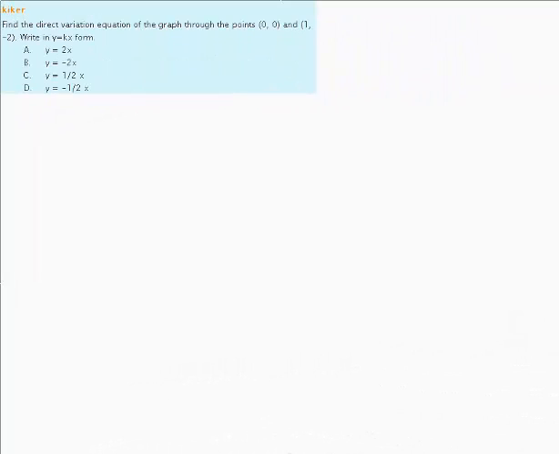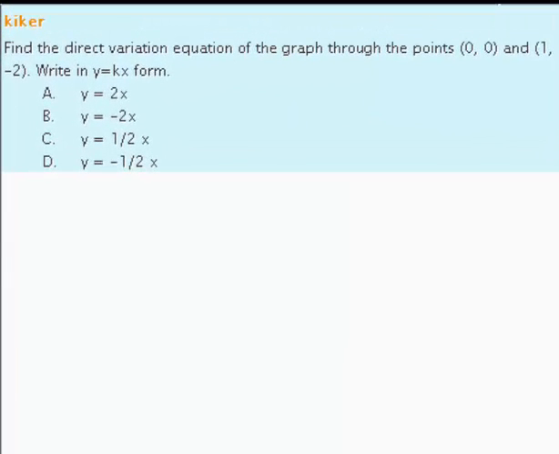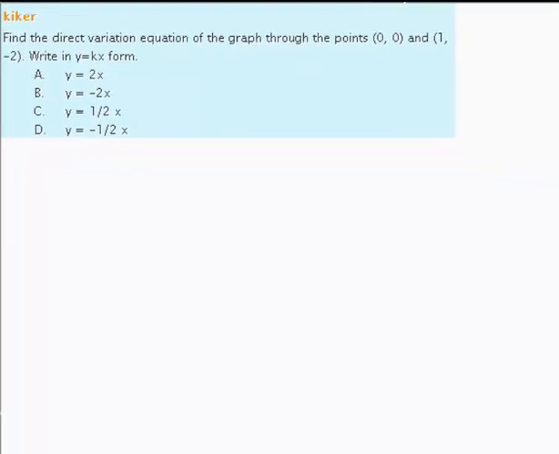Today I'll be solving a direct variation equation question that was posed by Kicker, and the question reads, find the direct variation equation of the graph through the points (0, 0) and (1, -2). Write in y equals kx form. Okay, like always, I'll be breaking this down into steps.